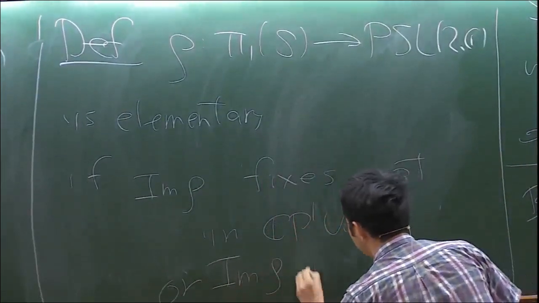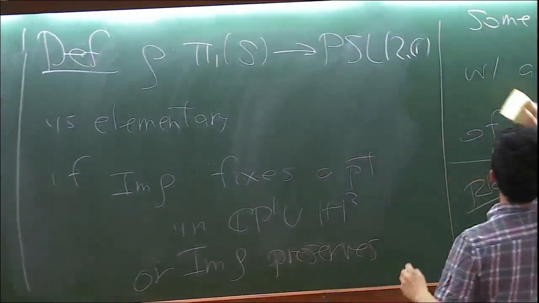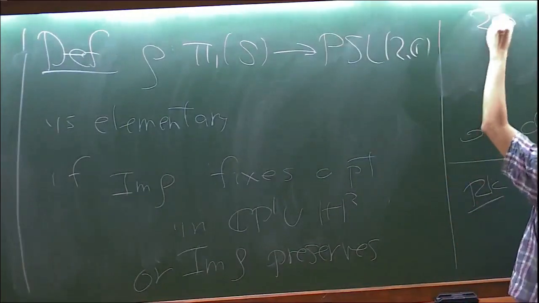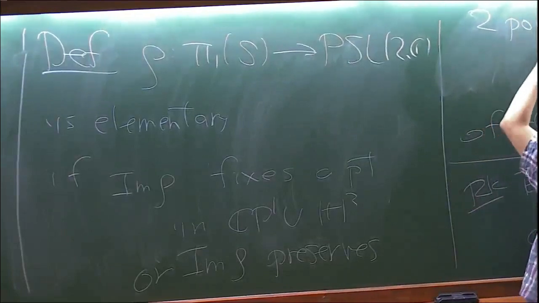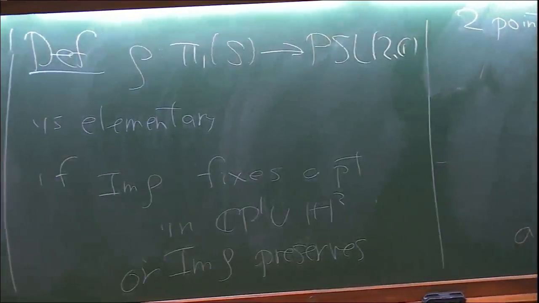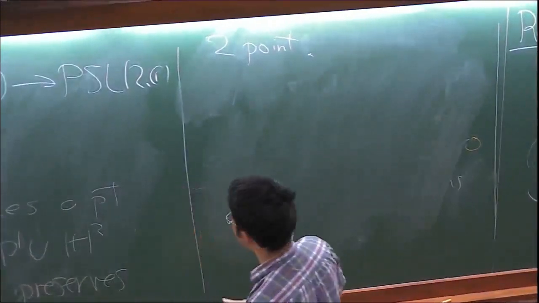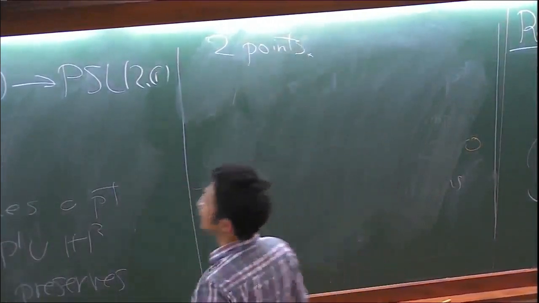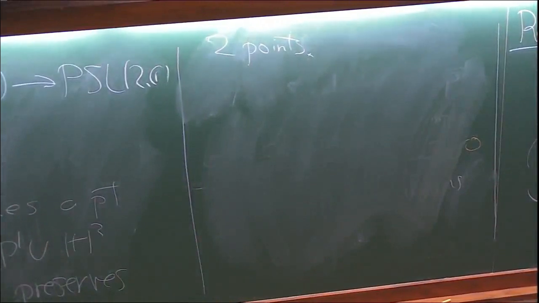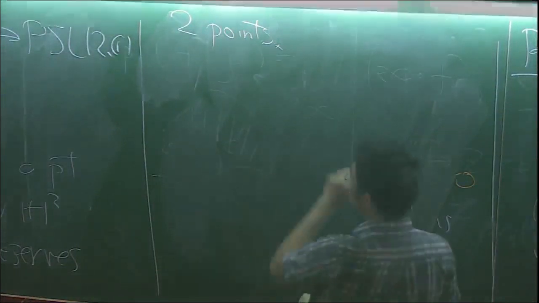the image of rho preserves a two-point set, just say two points as a set. So in the second case, the image preserves two points in the plural. So after composing with the exponential map, this holonomy preserves 0 and infinity.